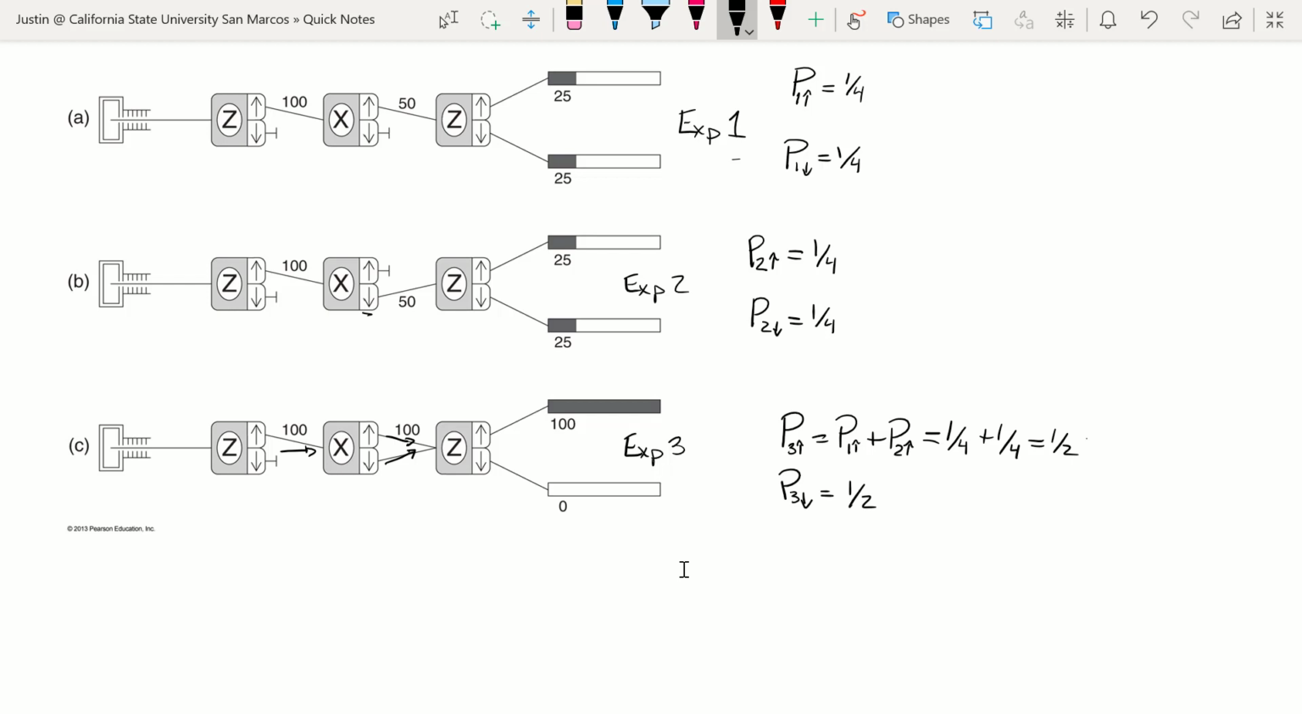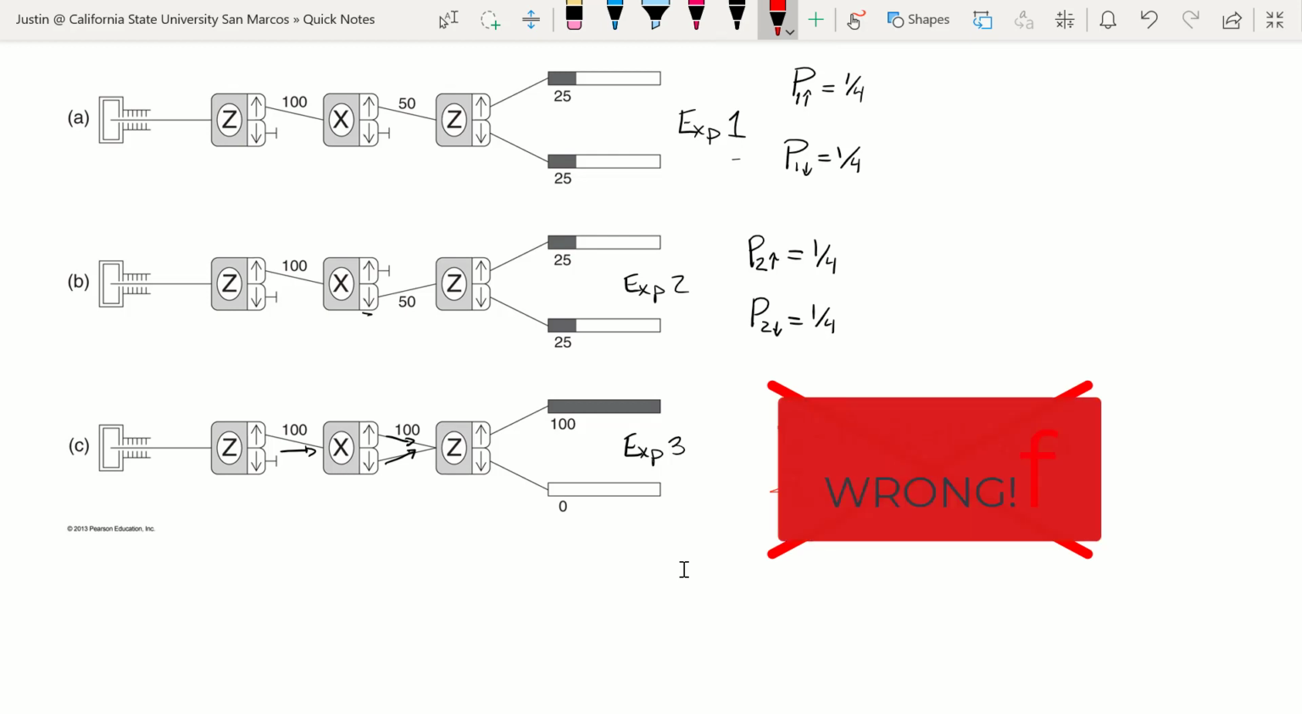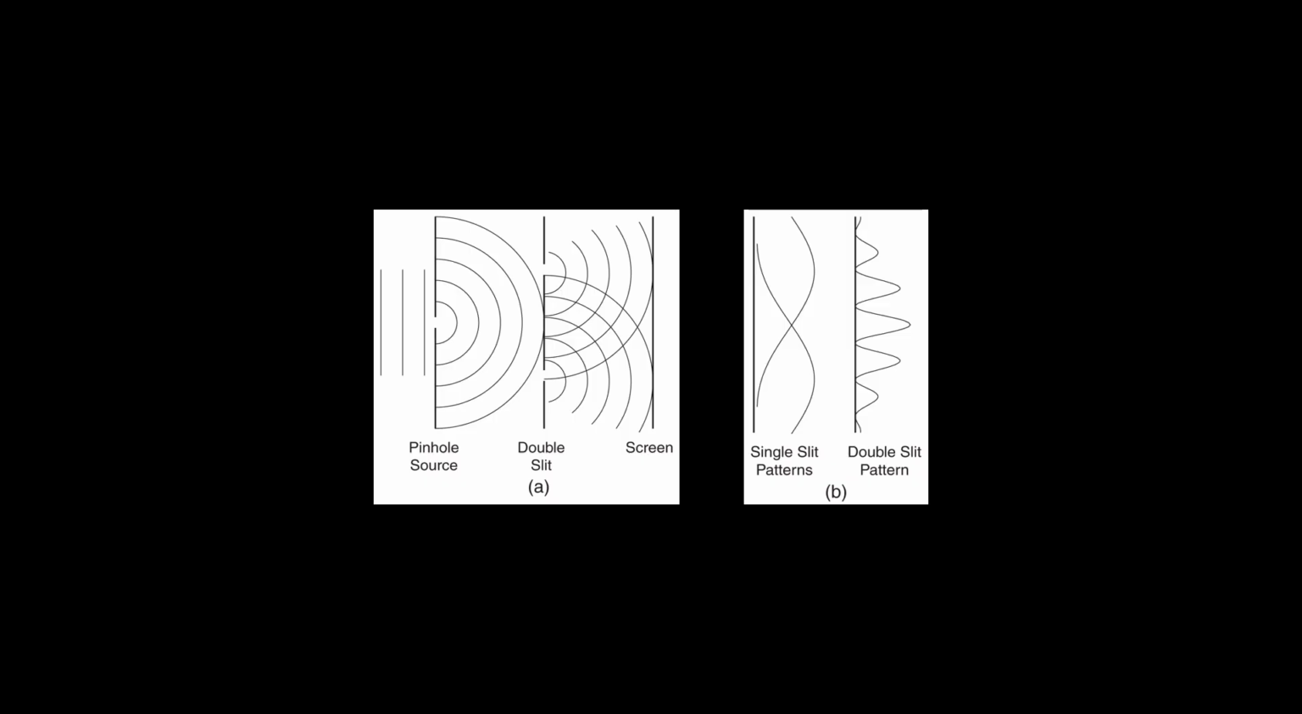Clearly, this is not what we see, right? So this sort of probability analysis doesn't make sense here. As much as this doesn't make sense, we've actually seen something like this before.